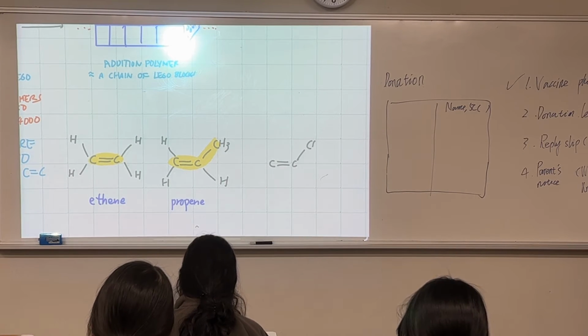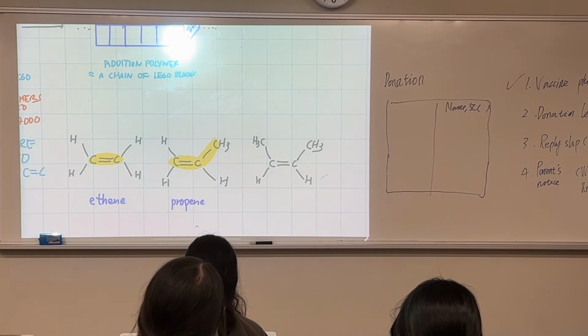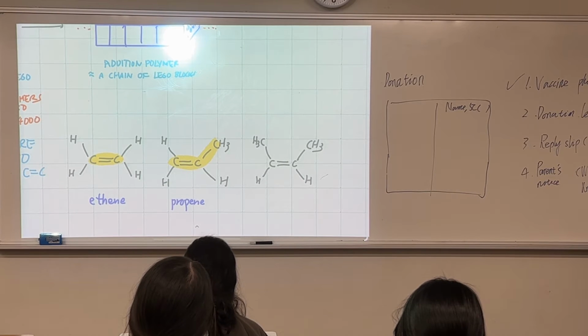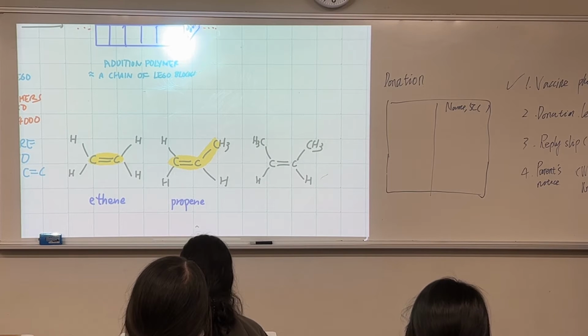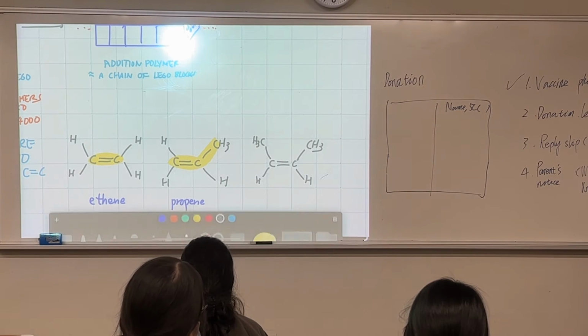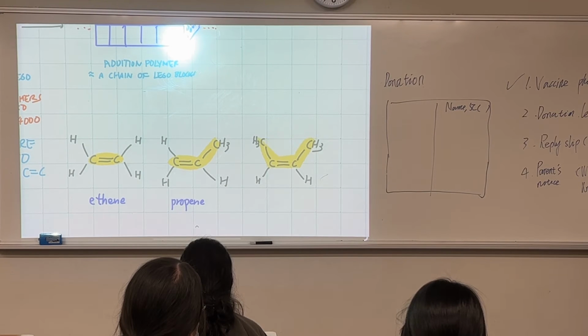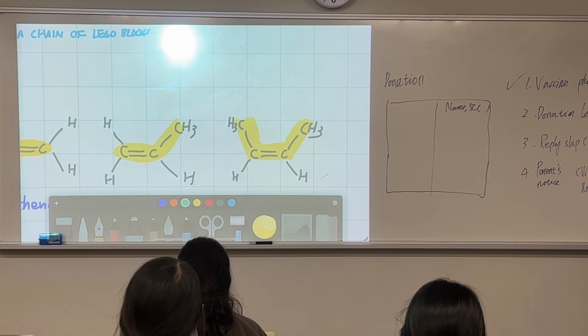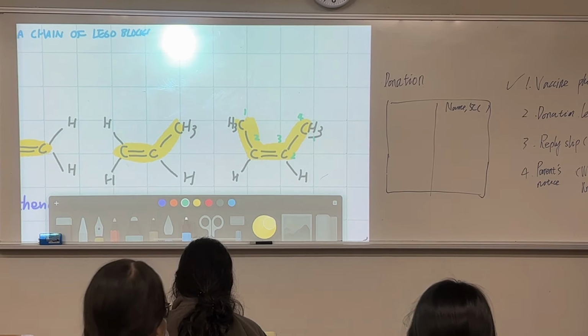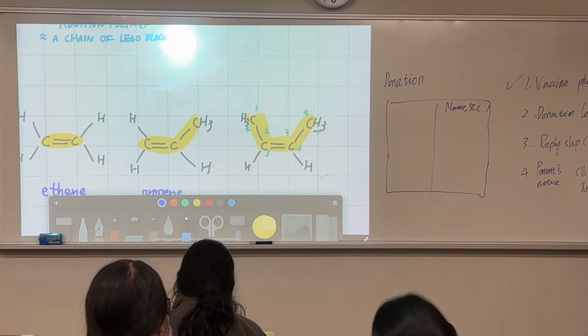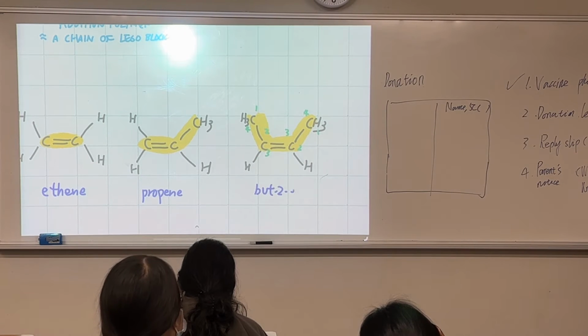And finally, just one more. What about this one? What is the root for 4? But, and then but-2-ene. Remember what the 2 describes? The 2 describes where the double bond starts. Where does the double bond start again? Carbon number 2. It doesn't matter which way you count, you can count from the left or from the right. The double bond starts at carbon number 2. As such, this is called but-2-ene.